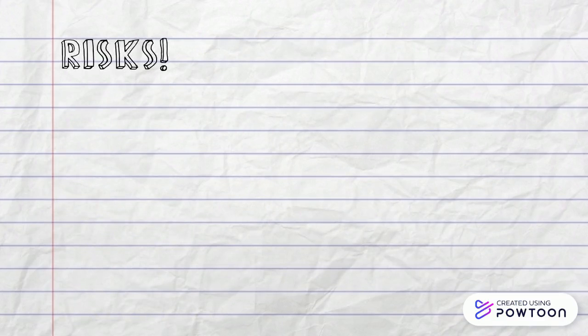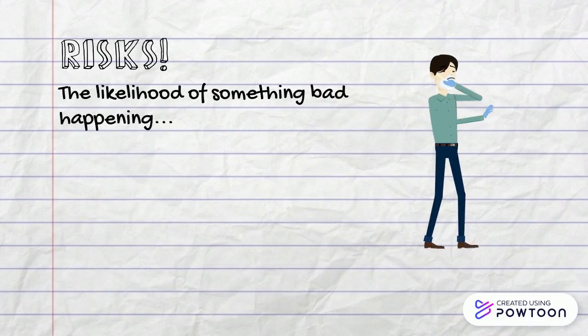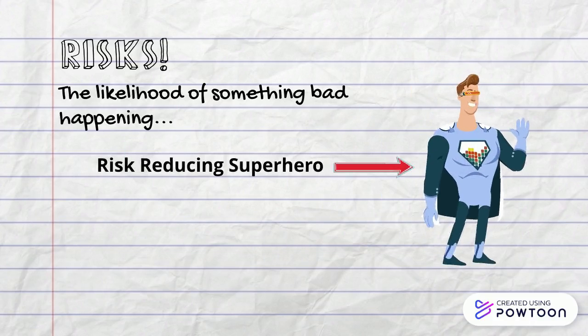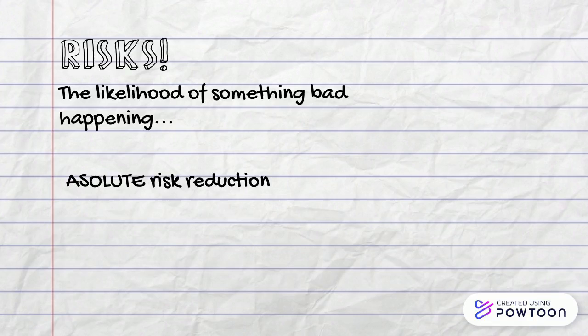Okay, no more jokes, but seriously, an important part of life is risks. Today, we'll be talking about the likelihood of something bad happening, such as getting sick. In medical treatment, the overarching goal is to reduce that risk. The risk reduction can be presented in two different ways: absolute risk reduction or relative risk reduction.